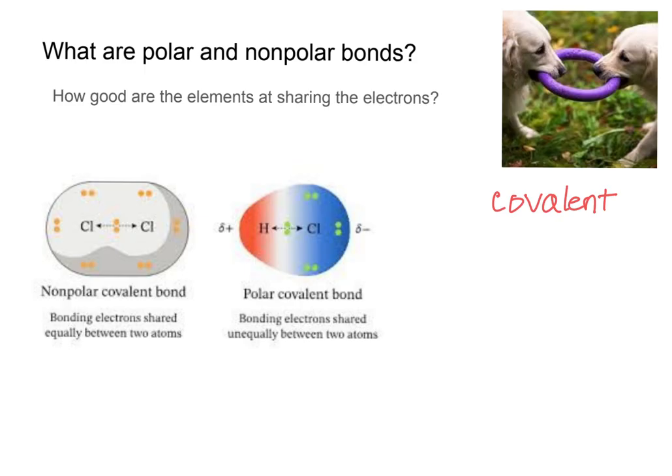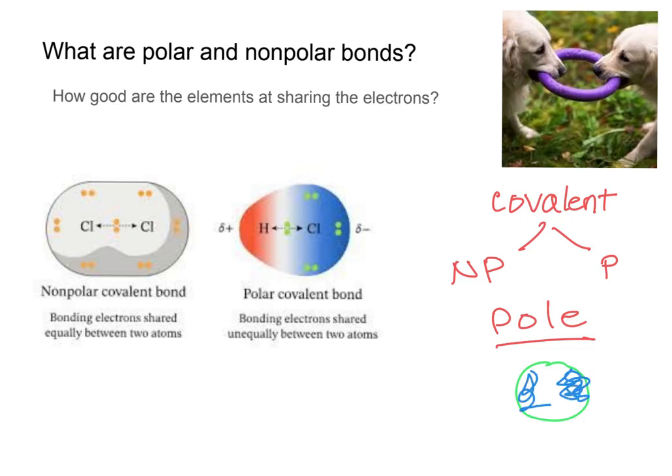But let's talk about covalent bonds. And covalent bonds can either be nonpolar or polar. Now I want you to think about the word pole. And I want you to picture the earth and think about what the earth looks like. Okay, so here's the earth. I'll put some water on there.